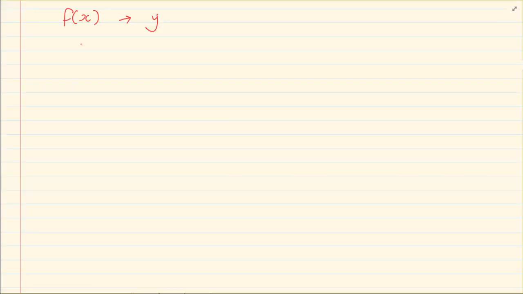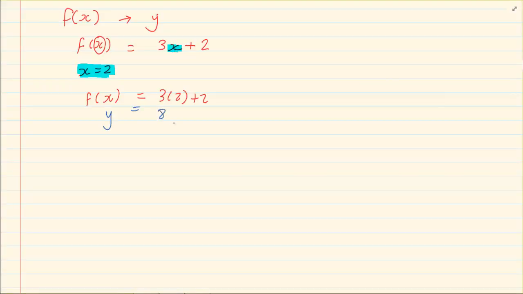What does that mean? If I give you f of x is equal to 3x plus 2, what they're saying is that if you've got a value for x, let's say x is equal to 2, then what would the y value be? It means 3 into 2 plus 2. So wherever x is, I am substituting 2. Now when you get your answer, the answer you're getting is the y value.